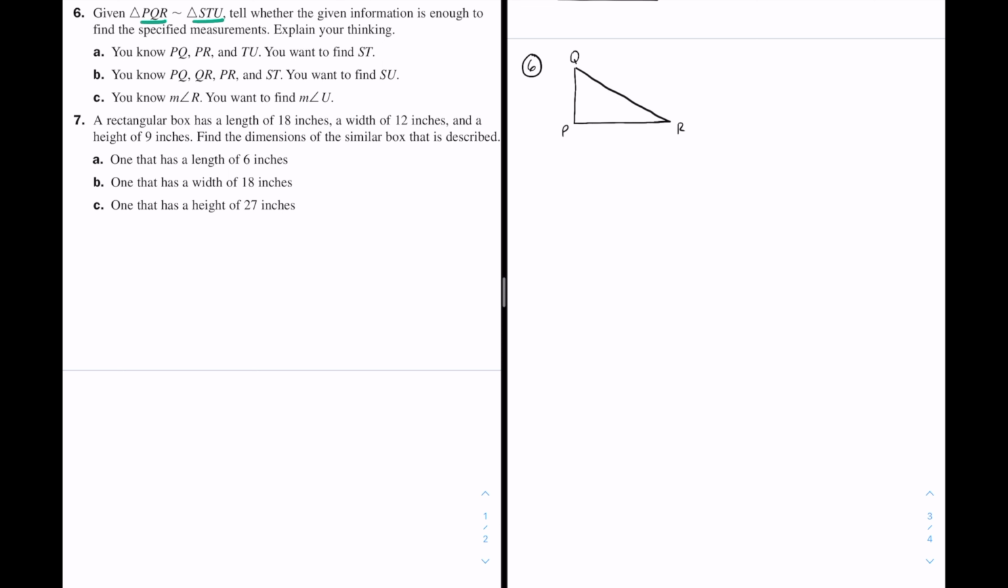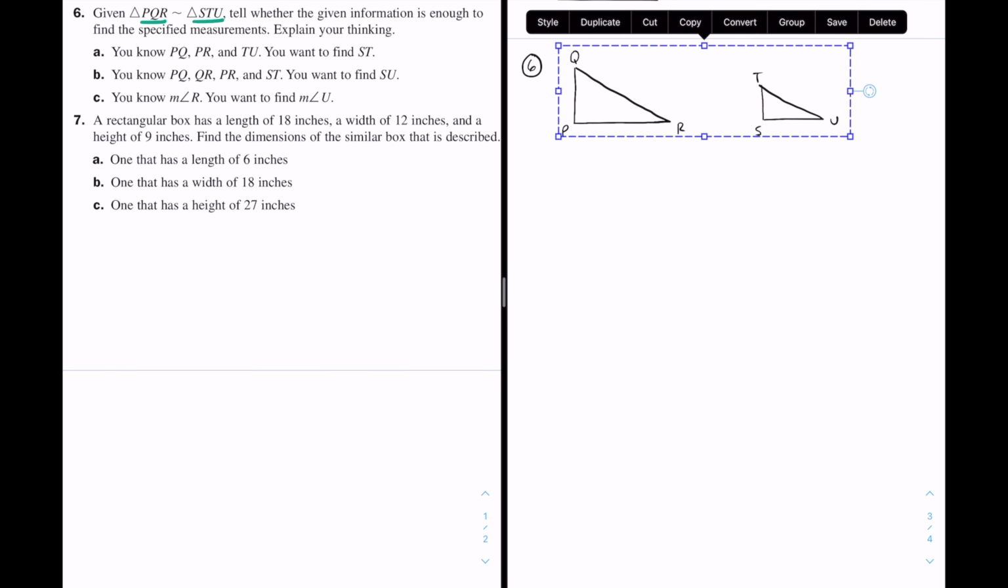And we know it's going to be similar to another triangle. I'll make it a little smaller. You can make it bigger if you want to. And let's call that triangle STU. So we're going to use this drawing a few times here. Okay, so just copy and paste that.